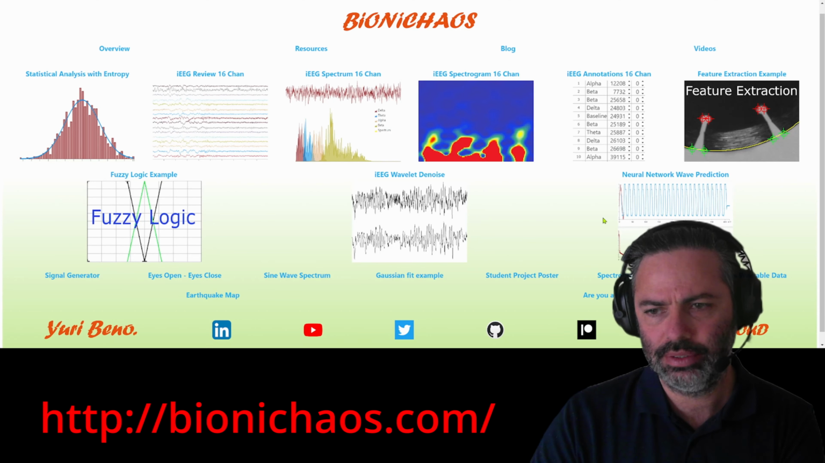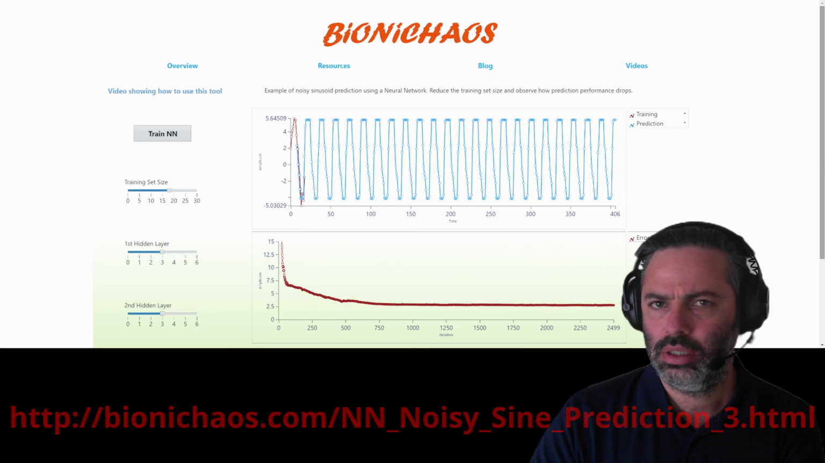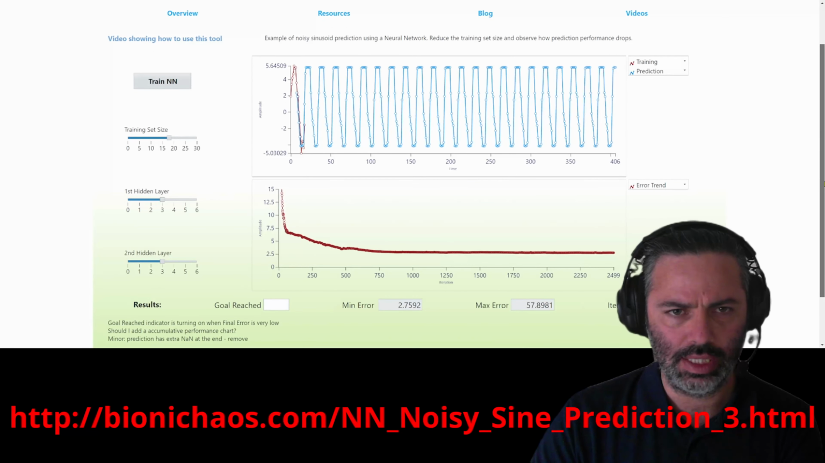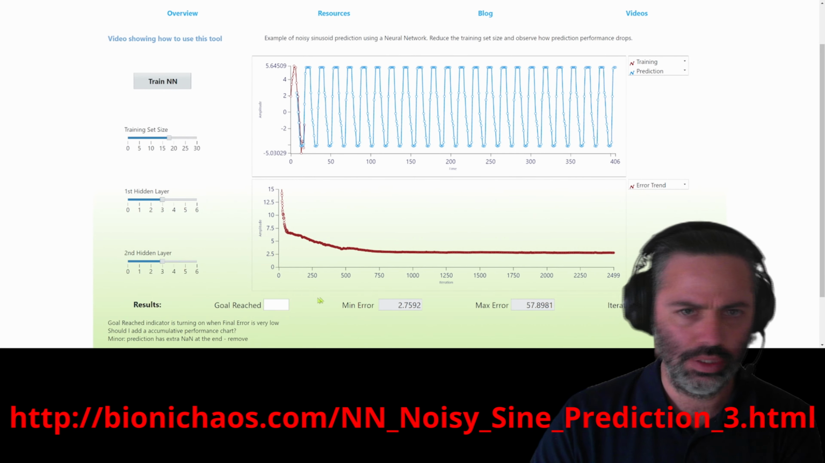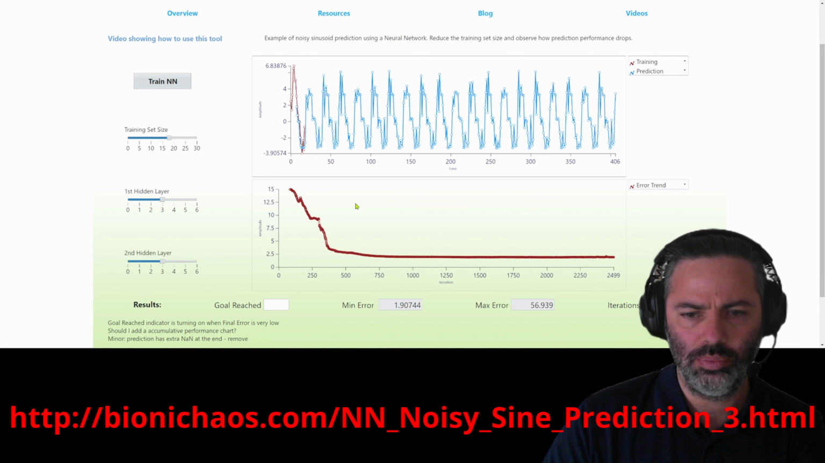We made an update to an existing tool. It's the neural network wave prediction web application. Generally, it looks the same as it used to, but we're doing more work on it. When you train a network, it will.